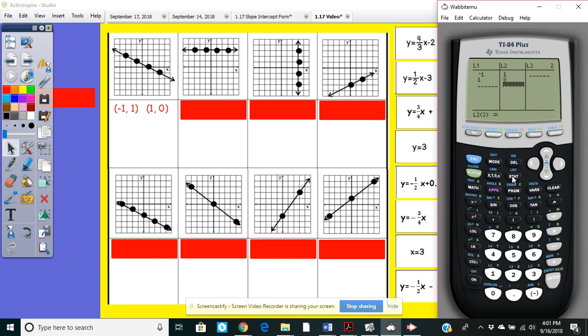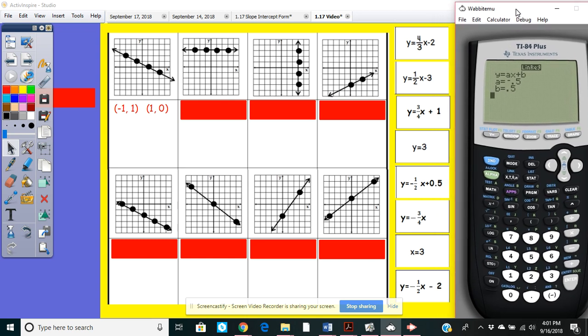Once you get your numbers put in, you go to Stat, over to Calc, and then down to linear regression, so 4, and then down to Calculate. It'll give you your slope as a. So the slope here is -0.5, and your b is your y-intercept, and it is 0.5. So we need to find the equation that matches this.